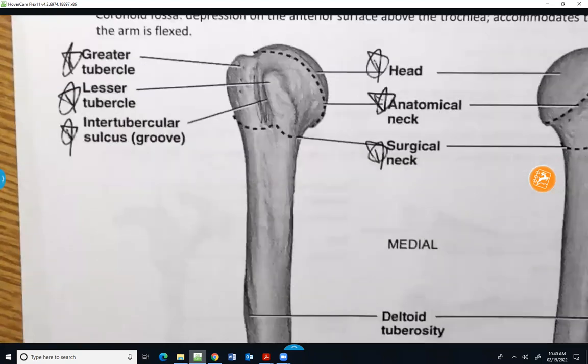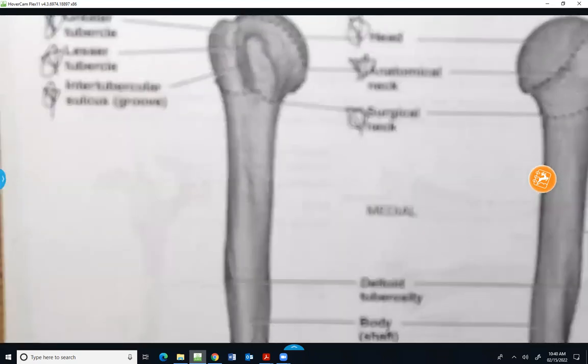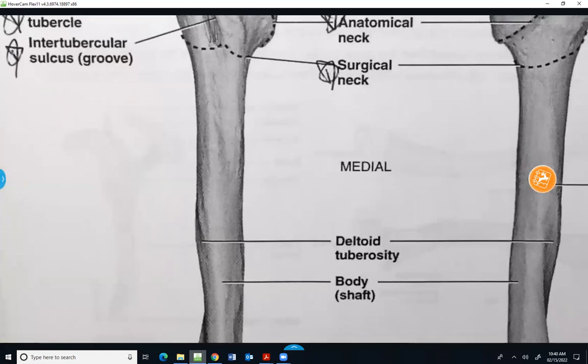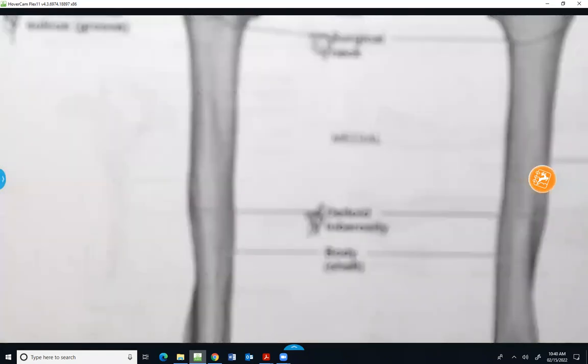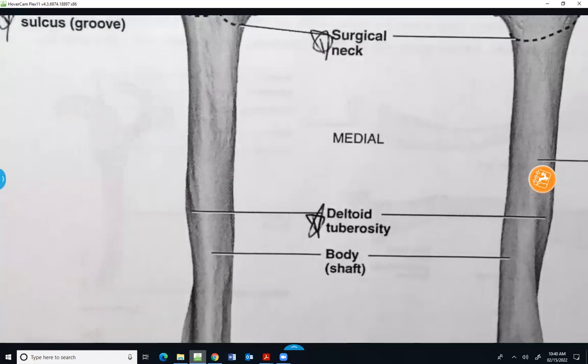All right, so those are the structures proximally. As we start moving distally, next thing I'm going to have you highlight is the deltoid tuberosity. It's a very subtle projection, but it's very important. It's about a third of the way down. It's on the lateral side and it points laterally. You can actually see it in both images.